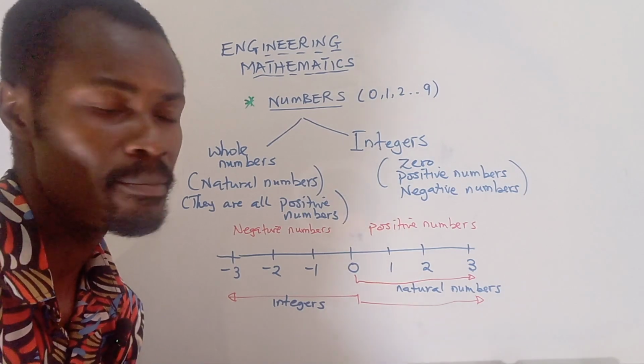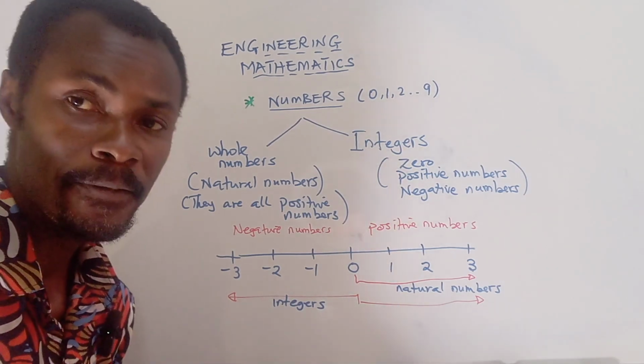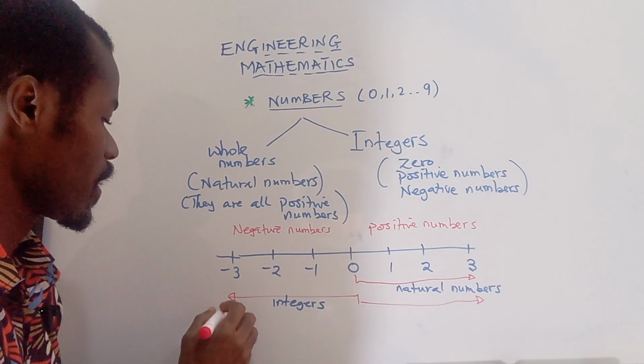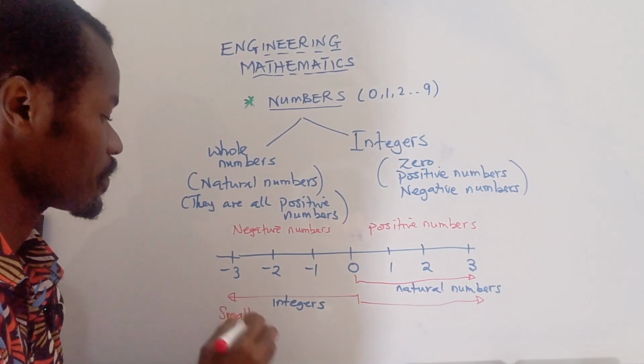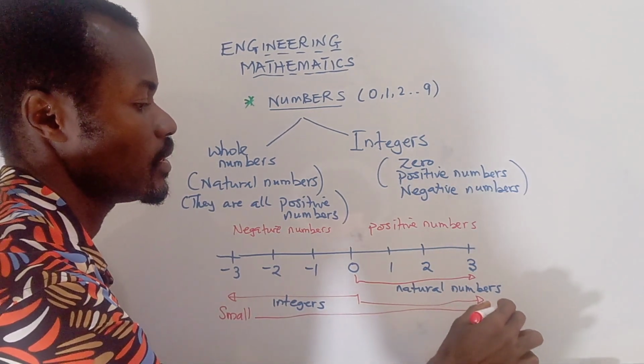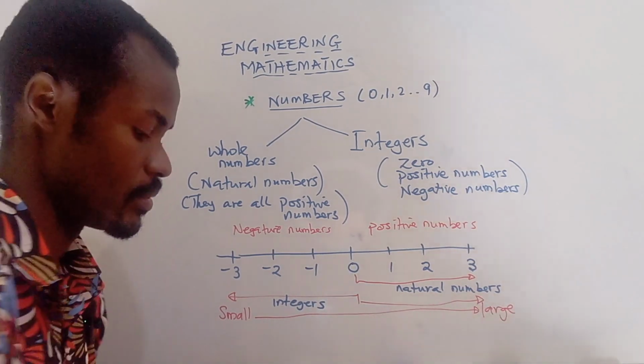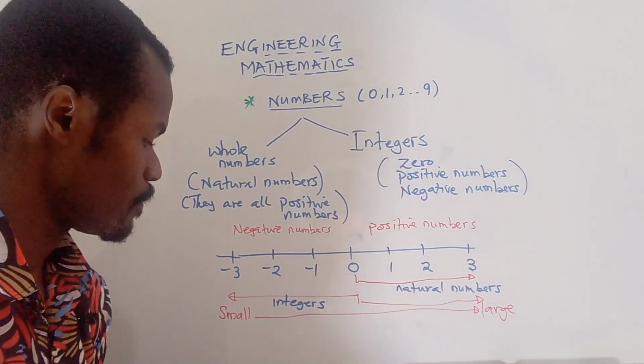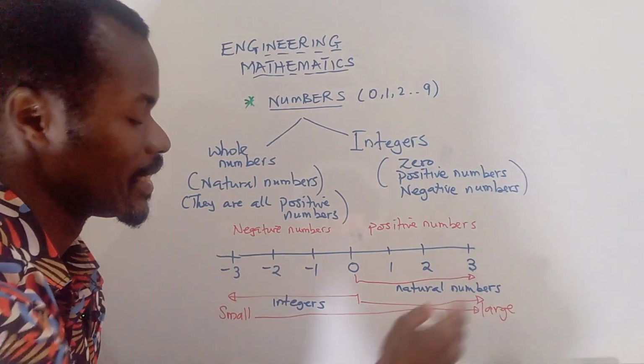Now, one thing about the number line is this: numbers always move from small, and it moves all the way to the right, and we have larger numbers. So in a number line, numbers move from small to larger numbers.